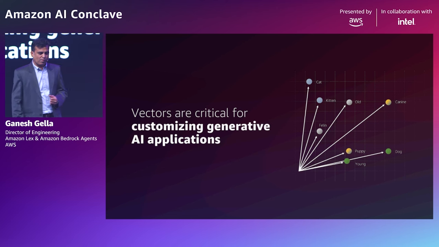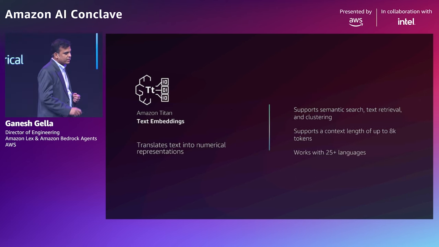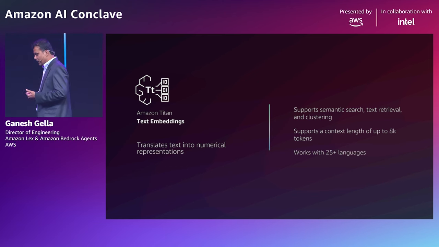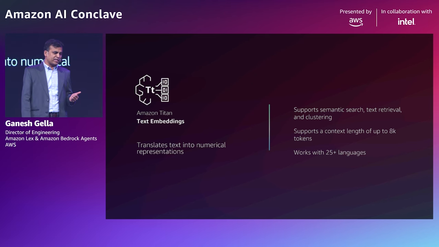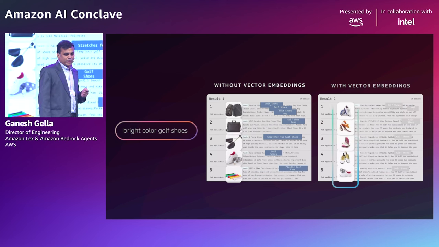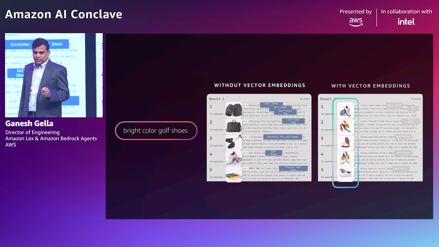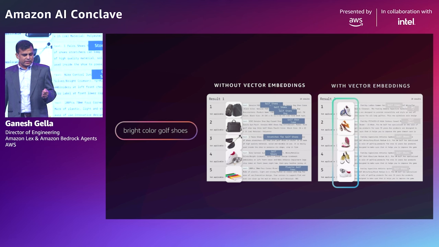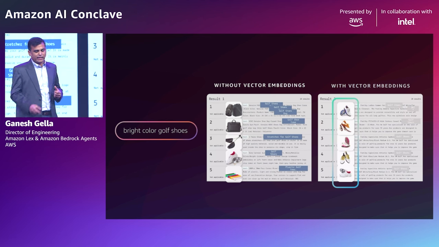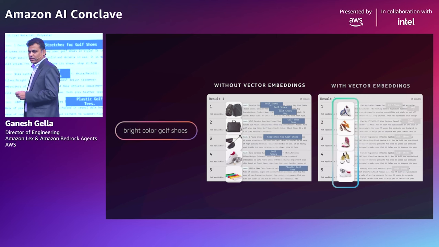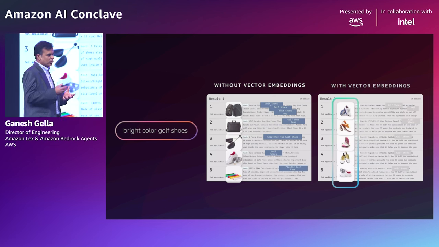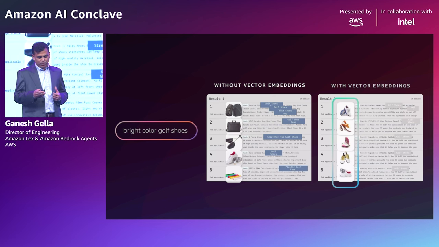And how does this help? Before going there, to help applications like personalization, search, and recommendation, we launched Amazon Titan Text Embeddings. And this model can improve search experiences like this. On the left-hand side, we see a search bringing all the products that simply have golf shoes in them, and then a search application that is powered by vector embeddings is able to make use of the rich information in the prompt or in the query and bring the right products to your customers.